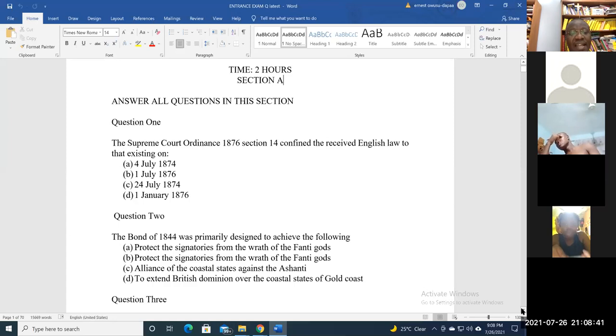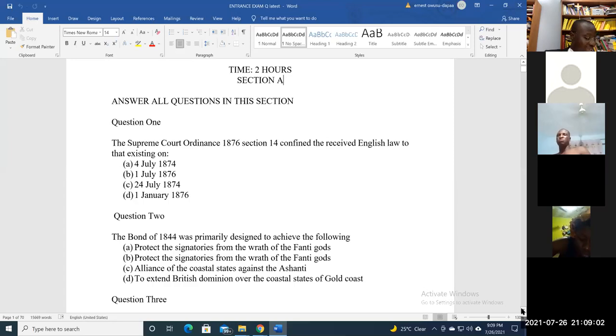So that, remember, 24th July 1874. This is one of the rare types of question in which you either know it or you do not know it, and there's very little room for speculation.